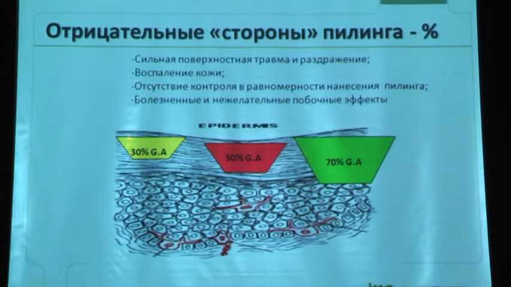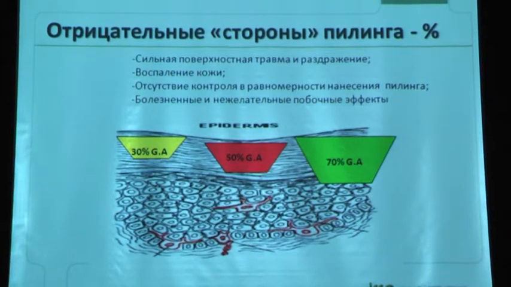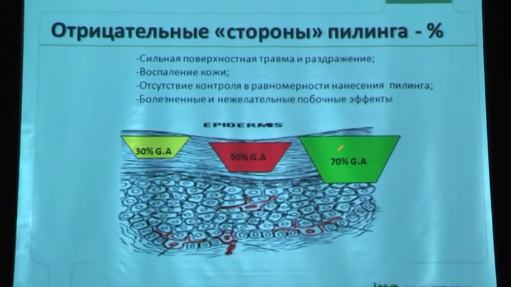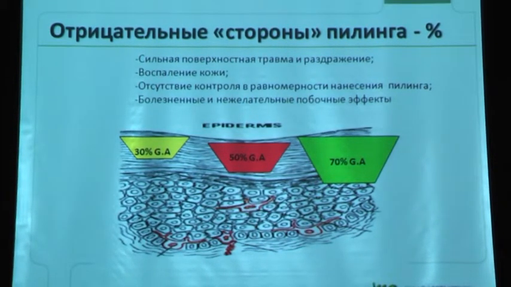Why? Because even if we increase the concentration of the acid, it will not arrive deeper. And the problem is, the more concentration we use, the trauma on the surface is going to be much more. And irritation and trauma in the skin means a risk of post-inflammatory pigmentation.